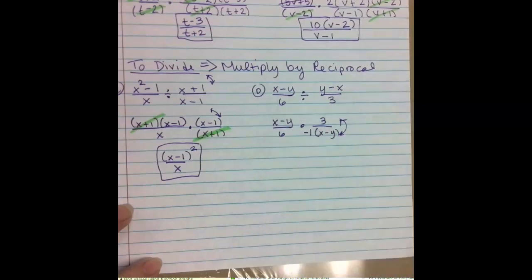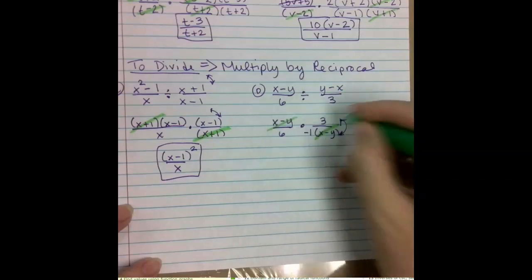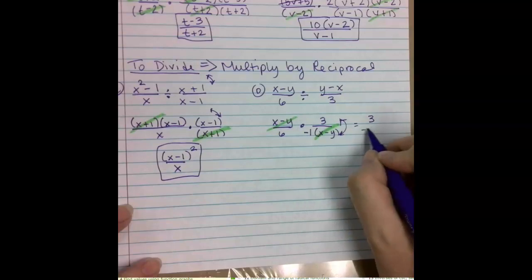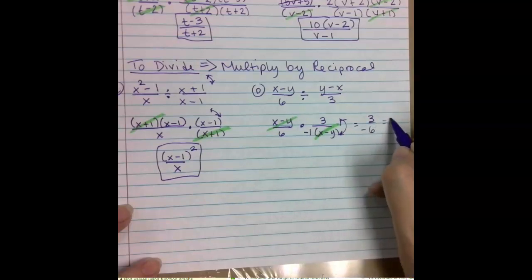Now these two will cancel. So this one cancels with this one, and I have 3 on top, and I have negative 6 on bottom, which will reduce to negative 1/2.